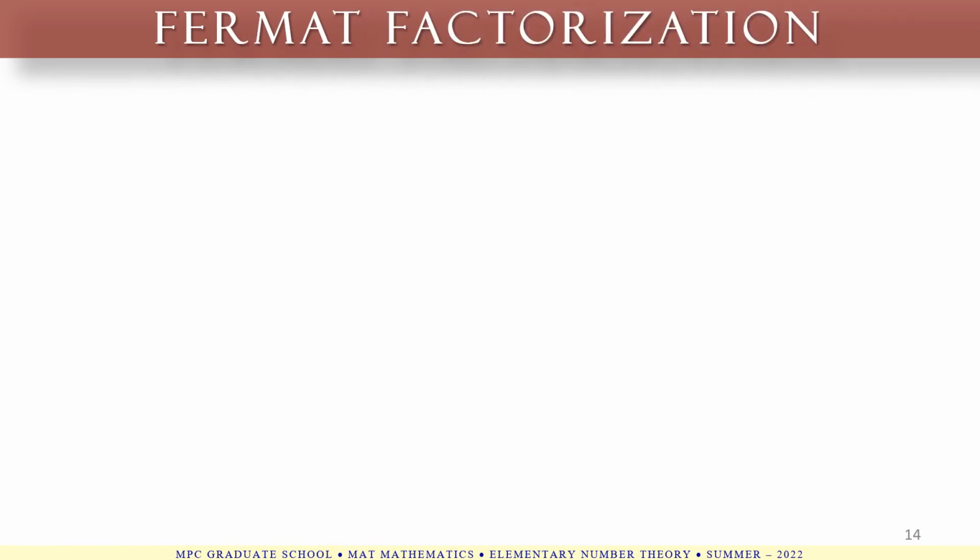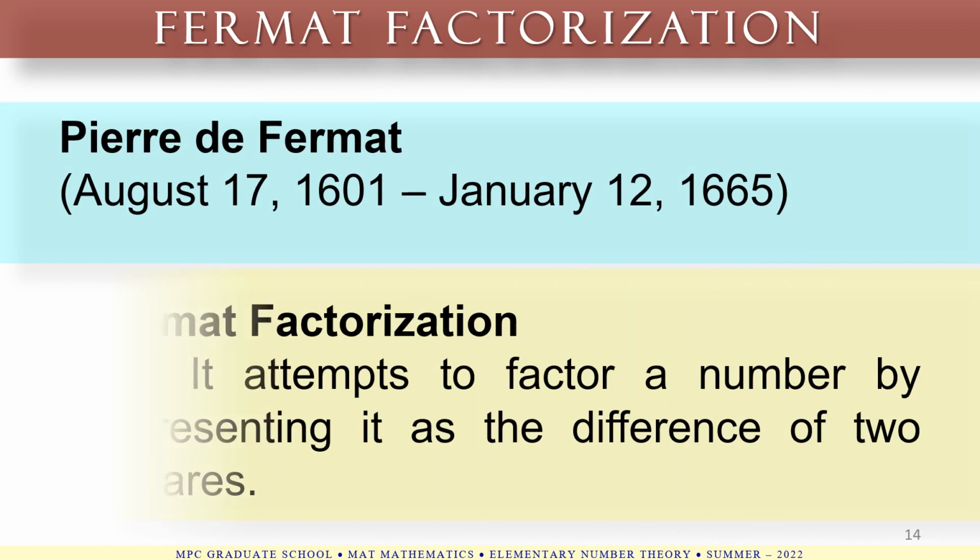The Fermat Factorization was introduced by Pierre de Fermat, who was born on August 17, 1601 and lived until January 12, 1665. The Fermat factorization attempts to factor a number by representing it as the difference of two squares.